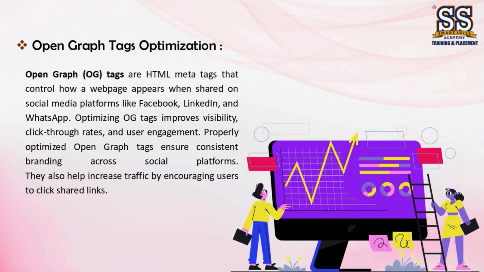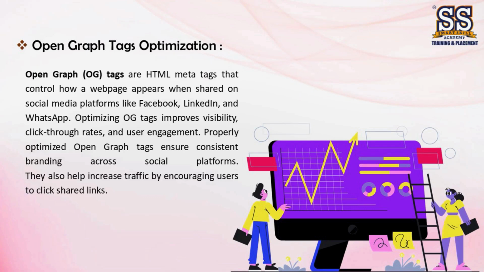Next, let's talk about a powerful but often overlooked tool in our SEO toolkit, Open Graph Tags, or OG tags. Have you ever shared a link on Facebook or WhatsApp and noticed how it automatically generates a beautiful preview with a clear title, a specific image, and a description? That isn't magic, that is the result of Open Graph optimization.